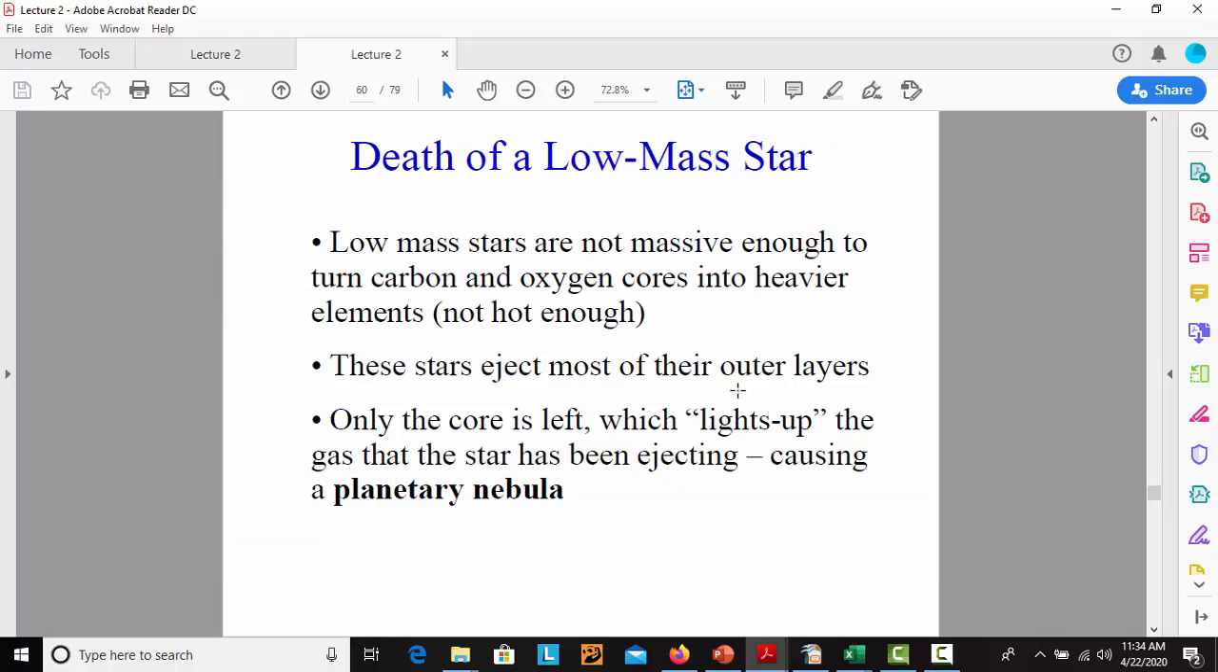These low mass stars are not massive enough to turn carbon and oxygen cores into heavier elements. So it's pretty much done creating elements with carbon and oxygen. These stars eject most of their outer layer, and only the core is left, which then lights up the gas the star has been ejecting, causing something called a planetary nebula.